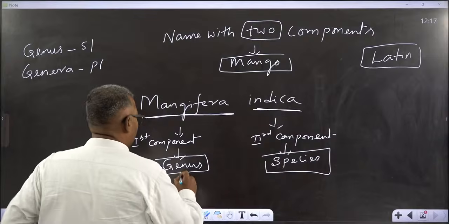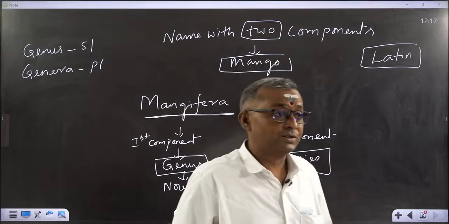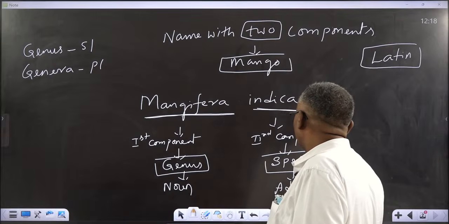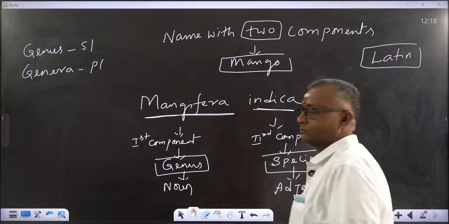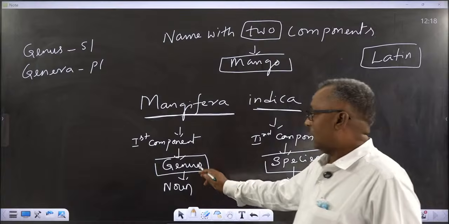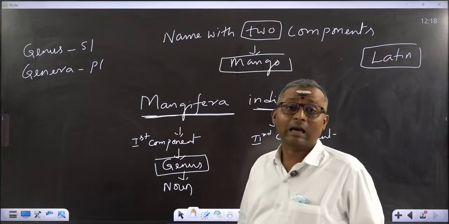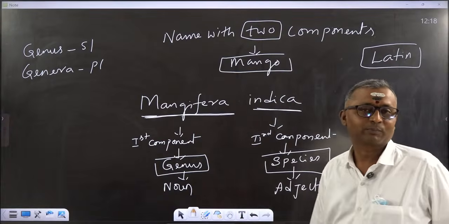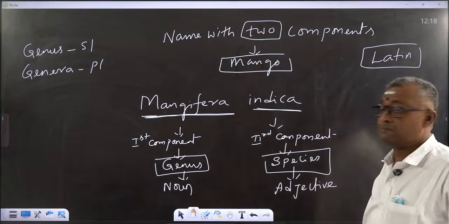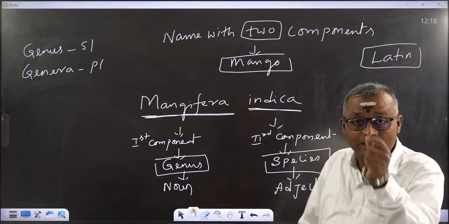And one more important thing, genus is a noun, whereas species is an adjective. As genus is a noun, it must start with a capital letter. Whereas species is an adjective, so we start the first letter with a small letter.